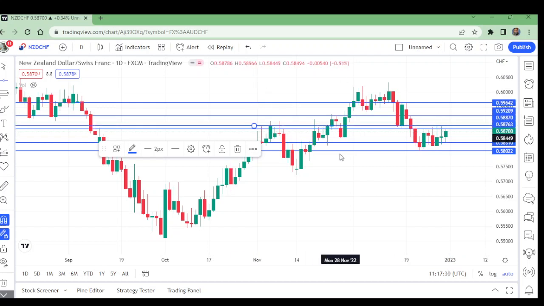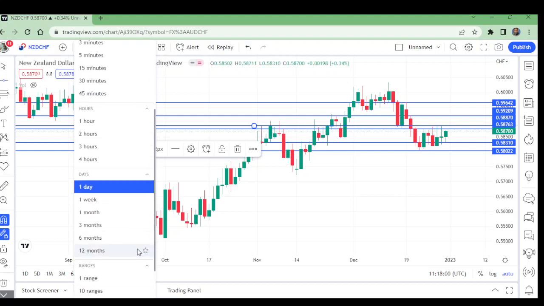Now this is all according to your trading plan and strategy. What percent of your account you want to take the profit, or where you want to set up the stop loss. Stop loss is better than this level.